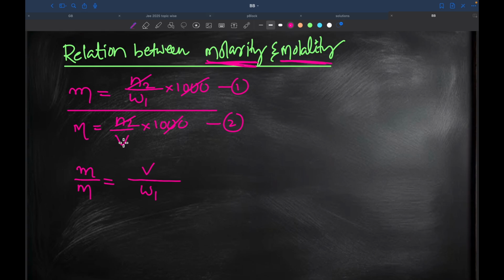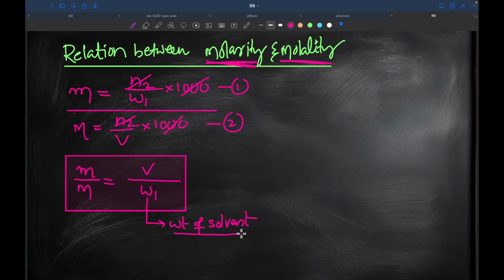Okay, so this is the formula we get. So this is the actual relation, right? What you require in this formula is the molarity, the volume of the solution, and the weight of the solvent also you should know. So this W1 stands for the weight of solvent. So how to calculate the weight of the solvent? If the weight of the solvent is given, then you can use this formula. But the weight of the solvent is not given in the question.